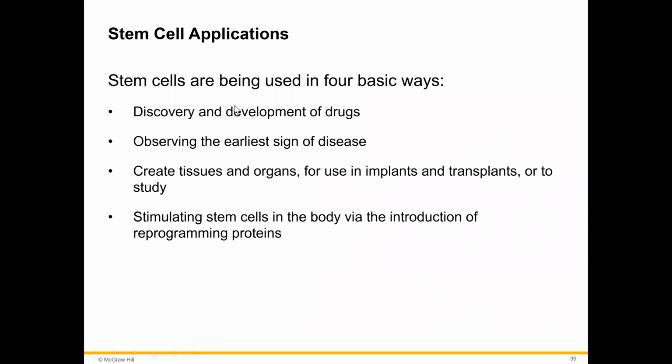Stem cells are being used in four basic ways: discovery and development of drugs, observing the earliest signs of disease, creating tissues and organs for use in implants and transplants or for study, and stimulating stem cells in the body via the introduction of reprogramming proteins. So that's our four applications for stem cells.